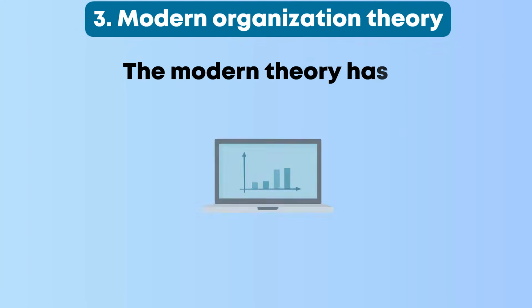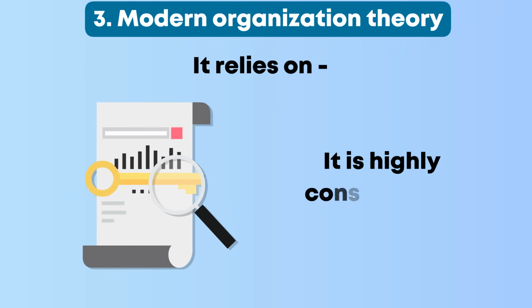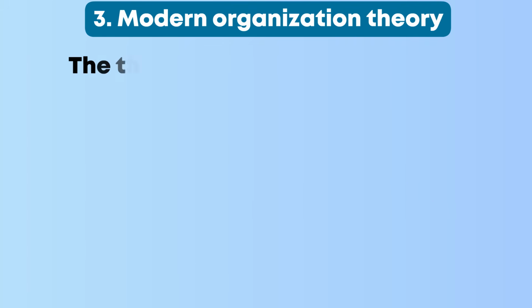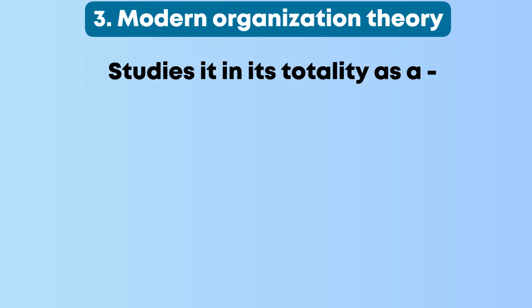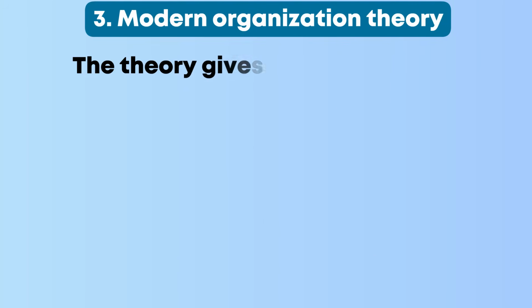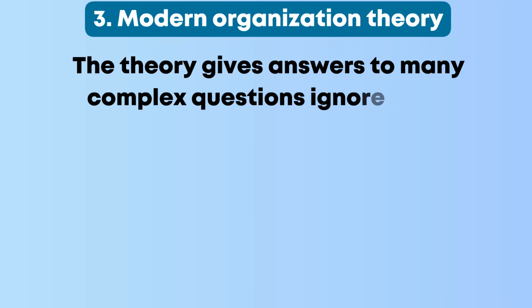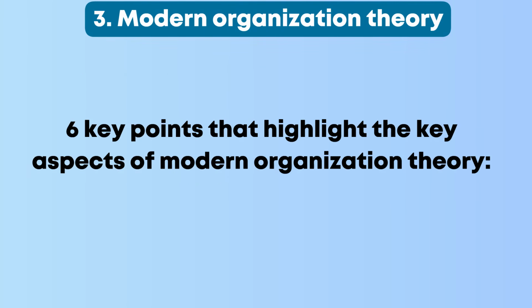The modern theory has an analytical base, it relies on empirical research and it is highly constructive. The theory views the organization as a system and studies it in its totality as a complex system of human interrelationship. The theory gives answers to many complex questions ignored by classical or neoclassical theorists. Here are 6 key points that highlight the key aspects of modern organization theory.